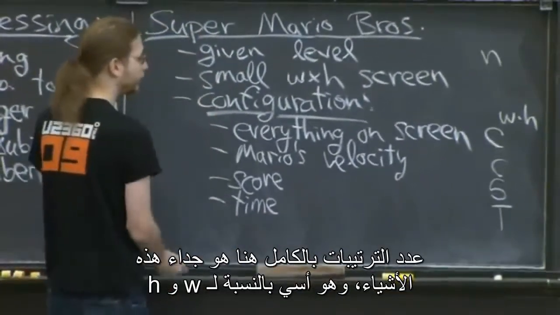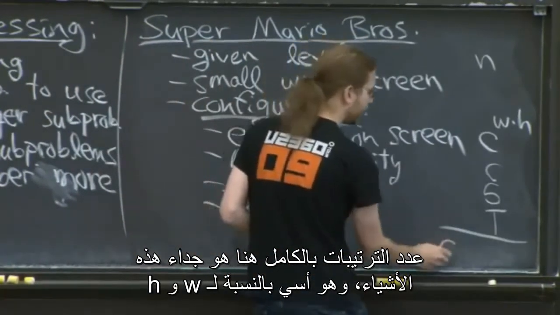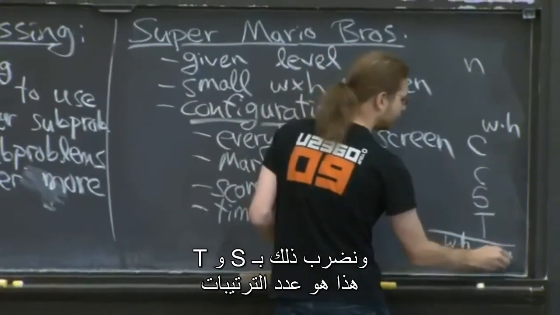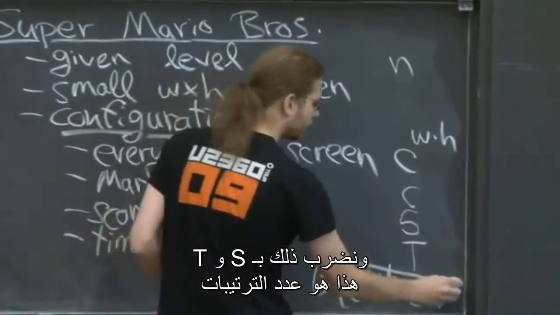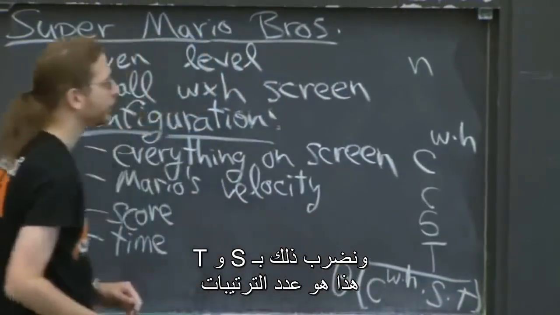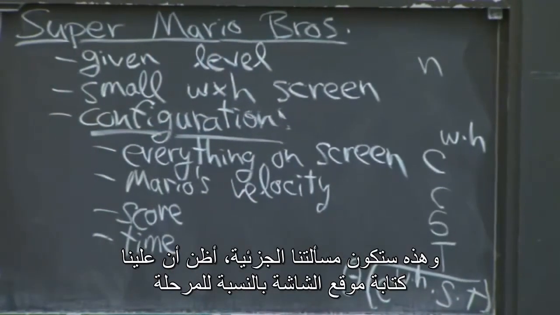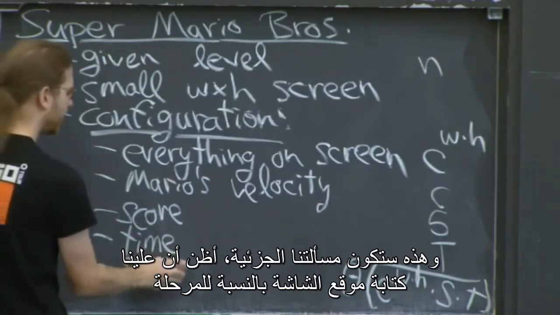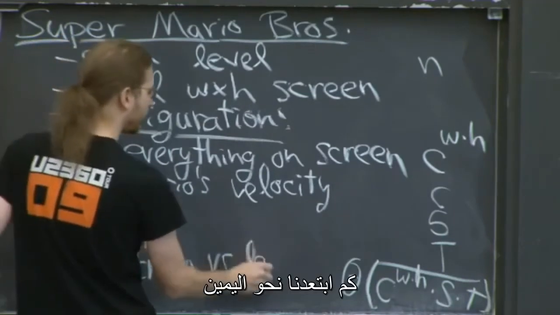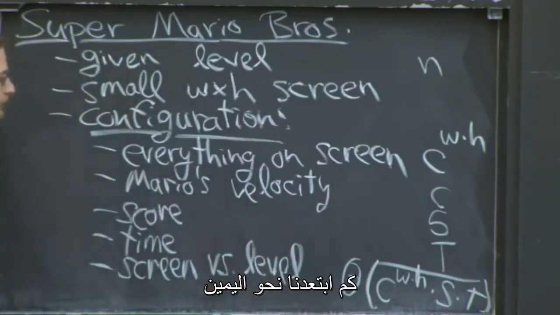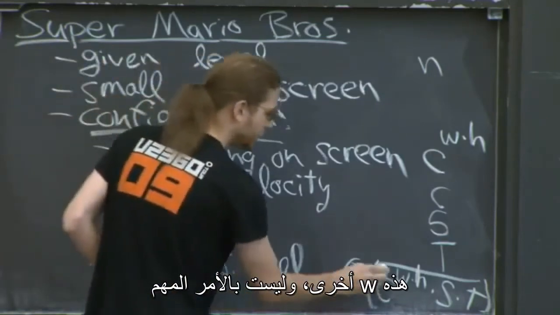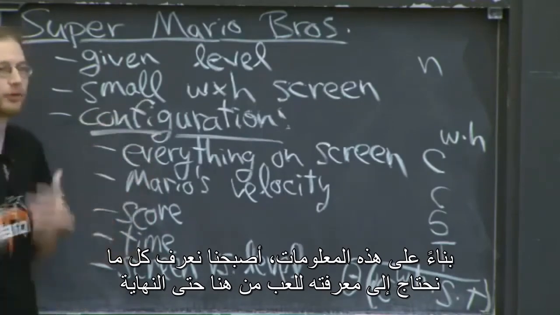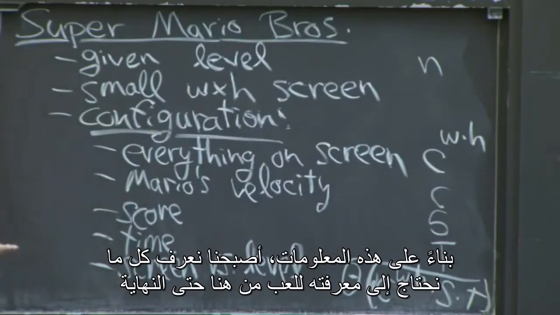The number of configurations in total here is a product of these things. It's exponential in W and H. And then we multiply by S and T. So that's the number of configurations. And that's also going to be our subproblem. I guess we should also write down where is the screen relative to the level? Okay, how far to the right have you gone? That's another W. That's not a big deal. Okay, given this information, you know everything you need to know about playing from here on.